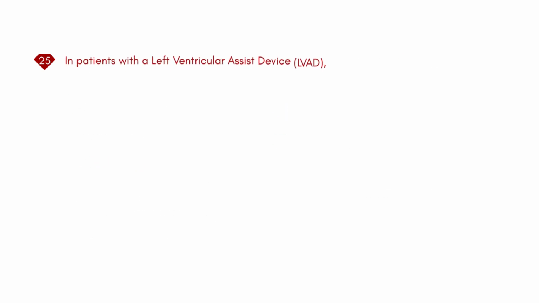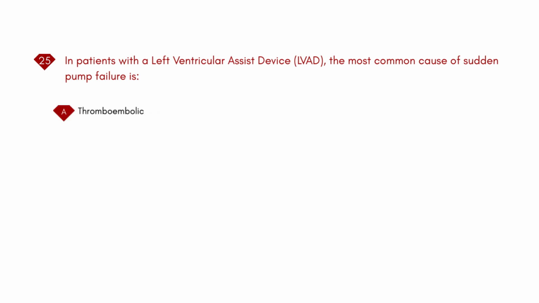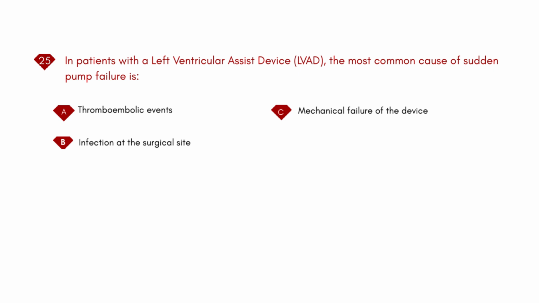In patients with a left ventricular assist device, LVAD, the most common cause of sudden pump failure is A. Thromboembolic events. B. Infection at the surgical site. C. Mechanical failure of the device. D. Low blood pressure. Answer: C. Mechanical failure of the device.